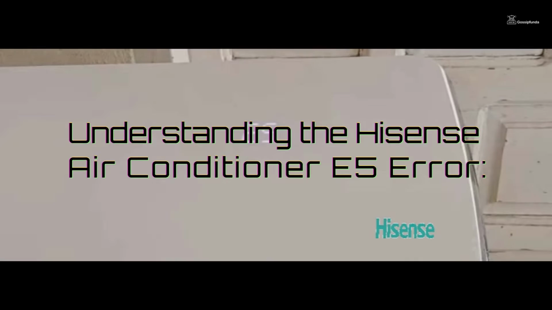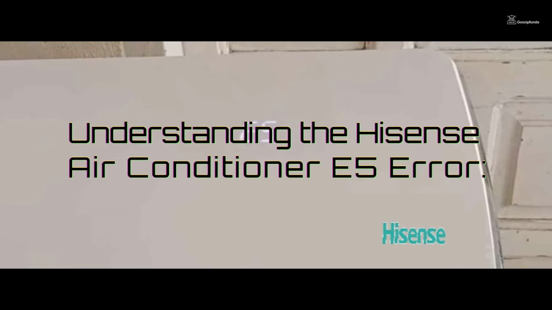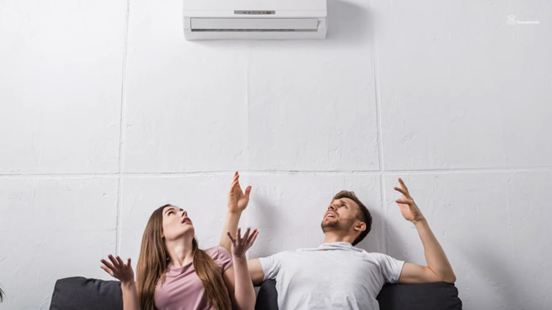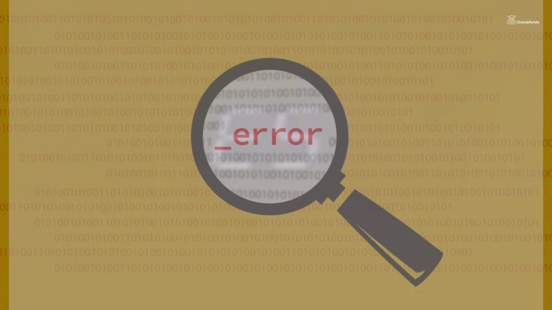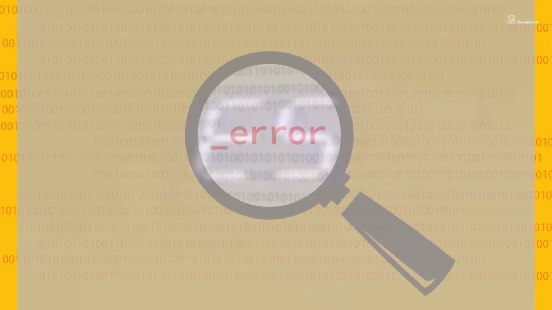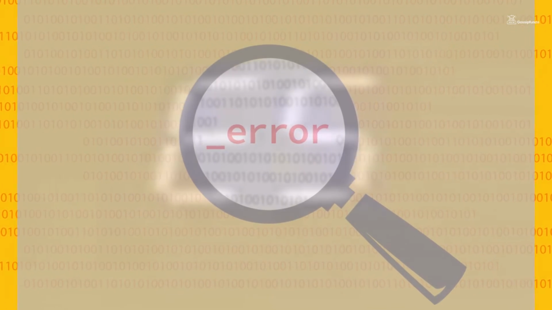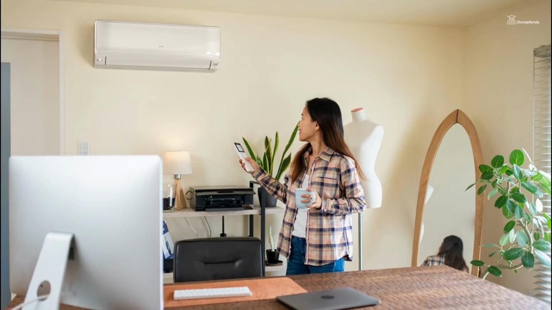The E5 error on your Hisense air conditioner is an indication that something is malfunctioning within the system. When this error occurs, the unit might stop cooling or functioning altogether. Unfortunately, the error code itself does not provide specific details about the underlying problem, leaving users perplexed.